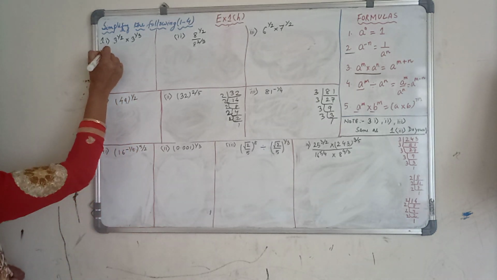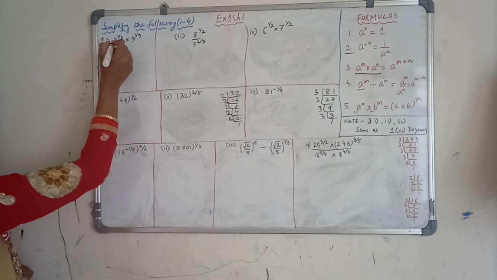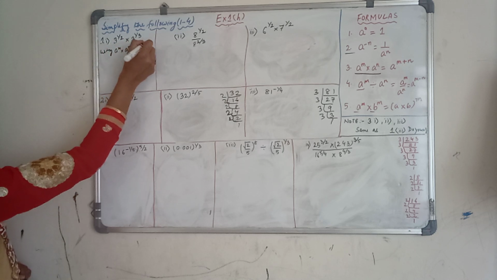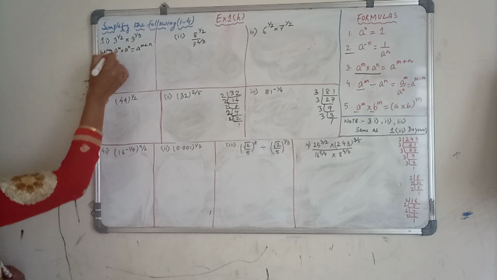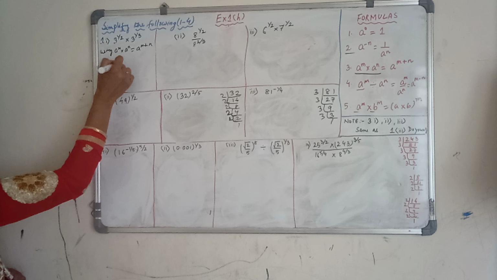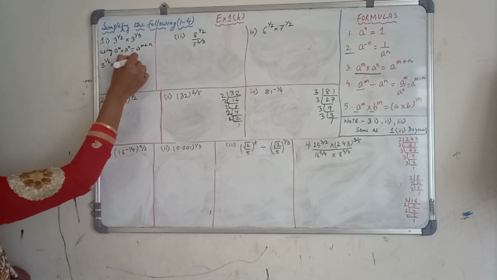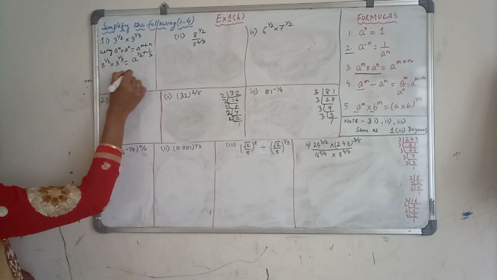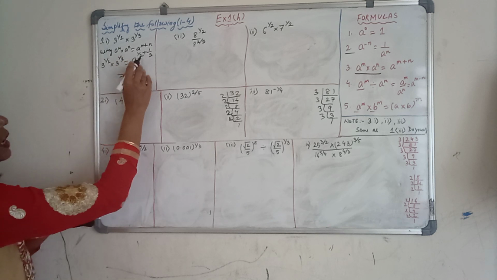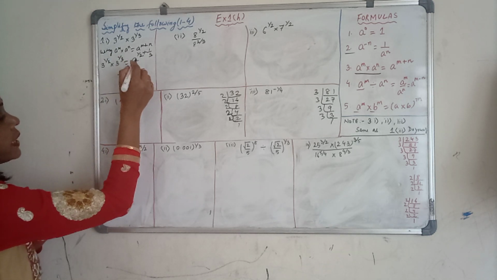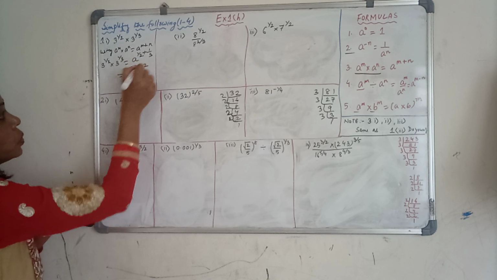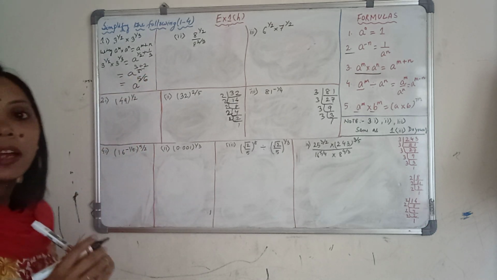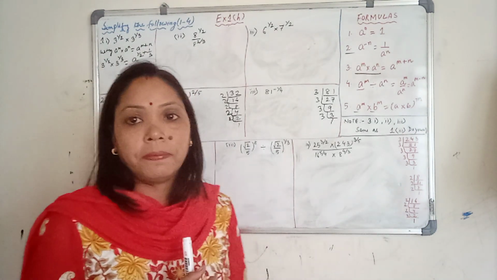So what do you have to write here? Using which formula? 3. Yes. a power m into a power n is equal to a power m plus n. Now put the values. 3 power 1 by 2 into 3 power 1 by 3 is equal to 3 power 1 by 2 plus 1 by 3. Solve the powers. Take the LCM of 2 and 3. LCM will be 6 and this is 3 plus 2. So 3 power 5 by 6. 3 power 5 by 6 is the answer.